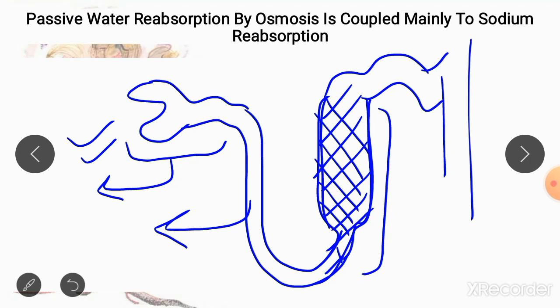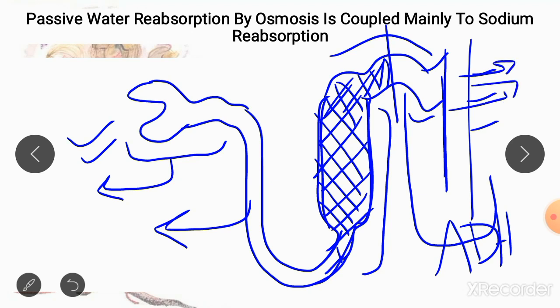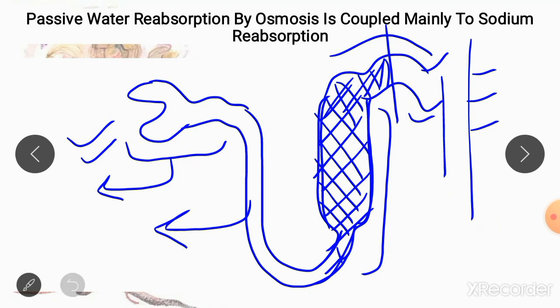Same is the case with the early part of the distal convoluted tubule. Here we have the distal convoluted tubule. It can be divided into two parts, the early part and the late part. The early part is also impermeable to water. Now coming to the late part of the distal convoluted tubule and the collecting ducts, they are normally impermeable to water, but they become highly permeable whenever there is secretion of ADH. So in the presence of ADH, the distal convoluted tubule, collecting tubules and collecting ducts become highly permeable to water. This is how water is reabsorbed from different parts of the nephron.